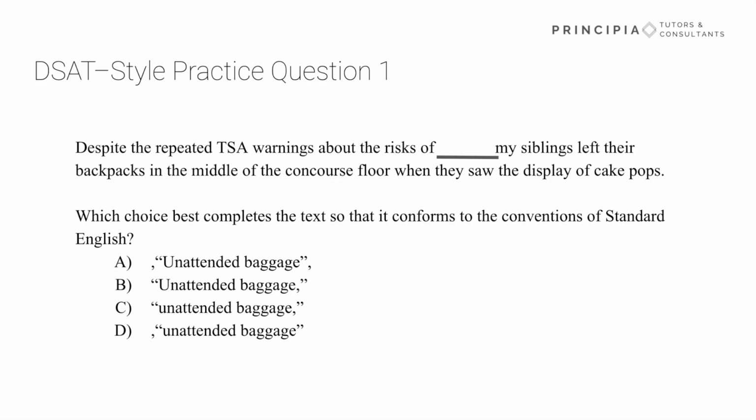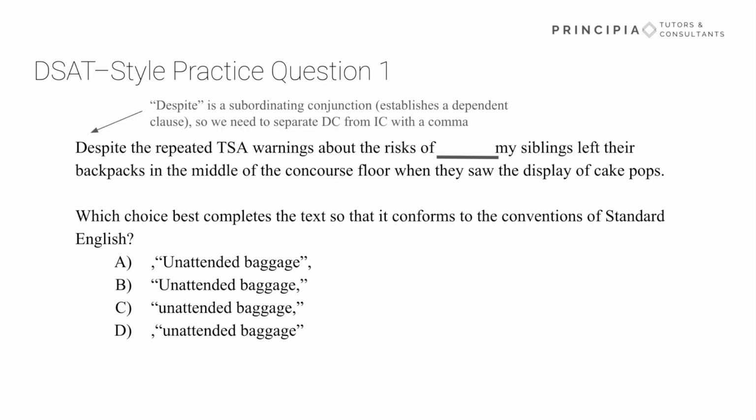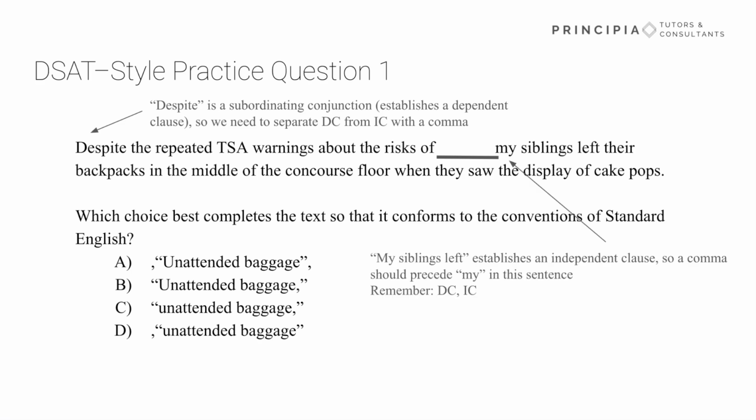All right, so what we're seeing here with our options, we're beginning the sentence with "despite" as a subordinating conjunction. This clues us into a dependent-independent clause separation. So before "my siblings left," which would establish an independent clause, we need a comma in front of "my." We can eliminate any of the answer choices that do not provide a comma in front of "my." So we get rid of choice D.